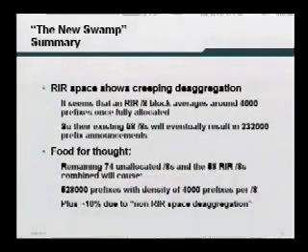Okay, so registry space shows creeping deaggregation. Seems that a RIR /8 block averages around 4,000 prefixes once fully allocated. So once the registry has used up the /8, it seems to average around about 4,000. I think I'm being generous there, because I wrote that and I looked at it the other day and I thought, it's more like 6,000 or 7,000.